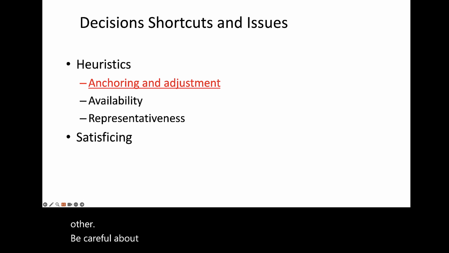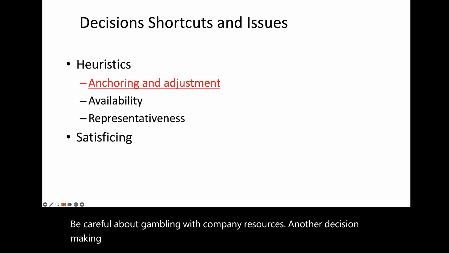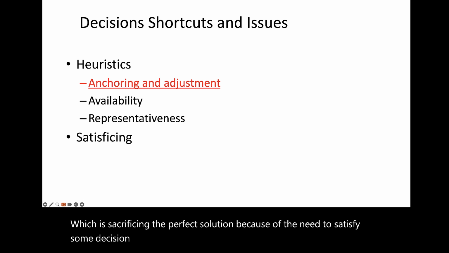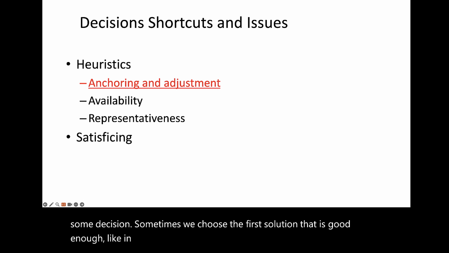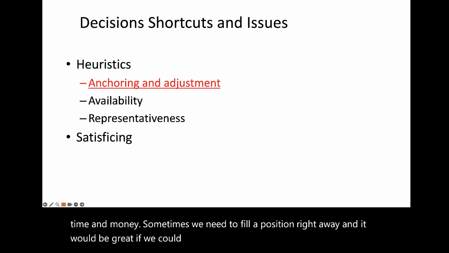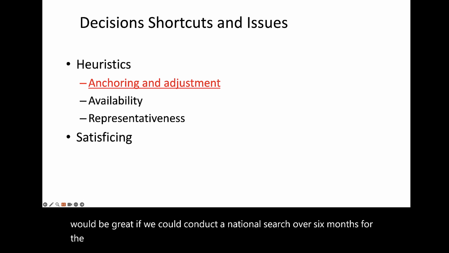Another decision-making shortcut category is satisficing, which is sacrificing the perfect solution because of the need to satisfy some decision. Sometimes we choose the first solution that is good enough, like in hiring. Because our decision-making faces constraints like time and money, sometimes we need to fill a position right away. It would be great if we could conduct a national search over 6 months for the next cashier, but sometimes we satisfice and say, this person is good enough.